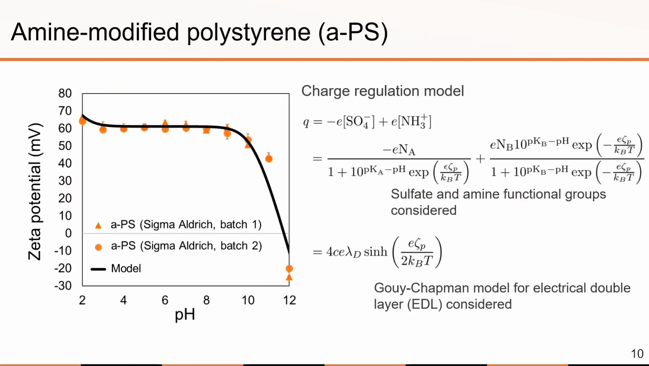For the amine-modified polystyrene particles used in this project, the surface has both the sulfate and amine groups. So, by using the number density of these groups and the pKb value as the fitting parameters, we can get a nice curve that represents the pH-dependent zeta potential of the APS particles.